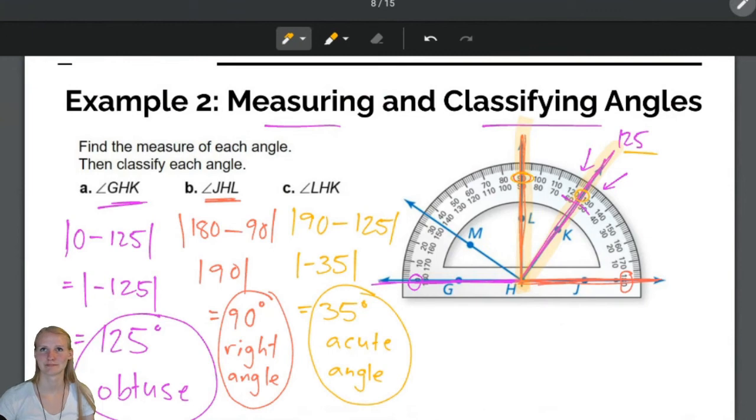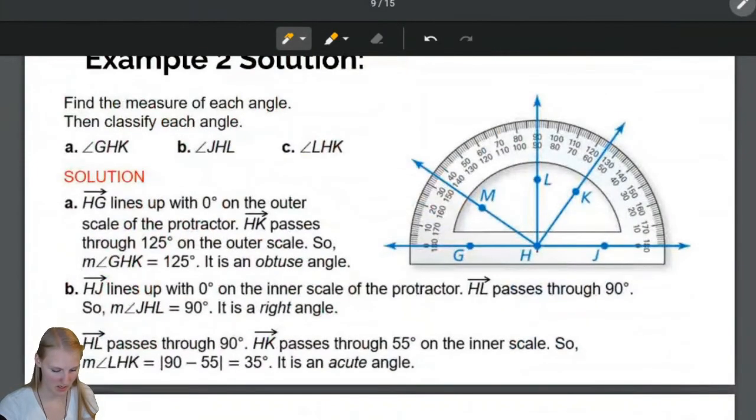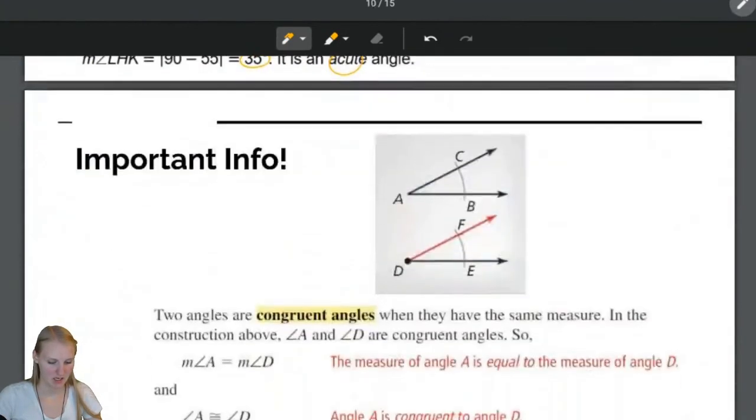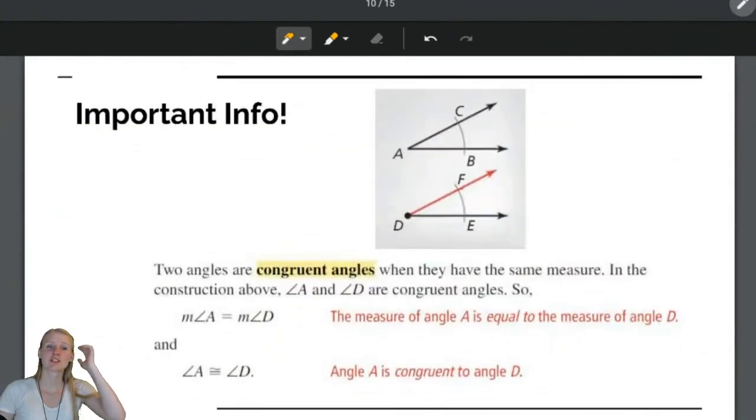Ta-da! There you go. We're done because we measured each angle and we classified each angle. So we are good to go. All right, we can check and make sure that we were right. 125 obtuse, 90 right, 35 acute. Yay. Okay. The last little section of our lesson should go pretty quickly.